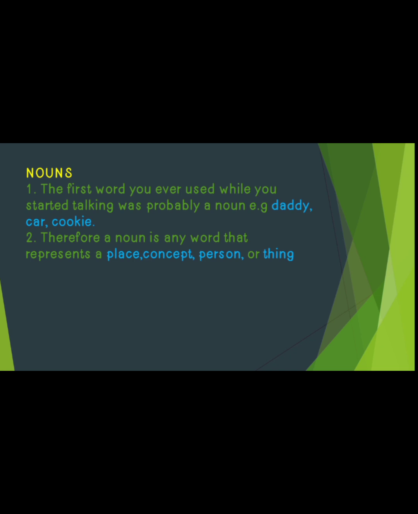So, probably the first words that you started mentioning when you were young, when you started talking, dada, mama, a cookie, a car, all those are nouns. So, nouns represent a place, concept, people, or thing. But now for nouns, under nouns there are different types. In this lesson, I'm going to teach you a very simple way to remember the types of nouns and how they are classified according to the different categories.